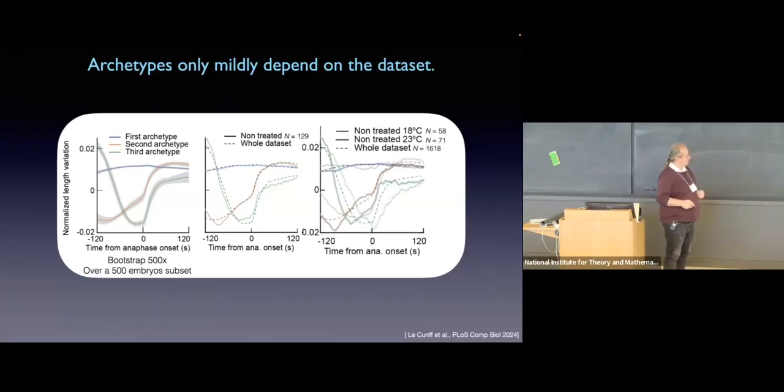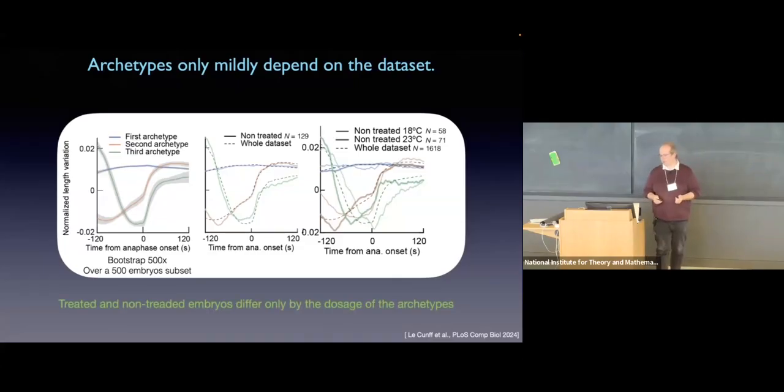We also wondered about the temperature, but because we reduce the number of embryos per condition, we have archetypes that are a bit more noisy, and changing the temperature we also have a change in the pace of the division. That's why they look shifted to the right for the ones at the lower temperature. But nevertheless, we keep roughly the same shape, which means that it's not dependent on temperature. It's not non-treated versus treated. These archetypes appear to be robust.